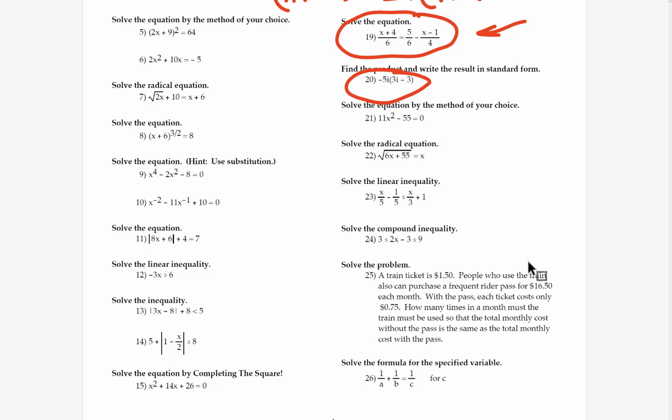Okay, a common mistake with this is leaving I squared in the answer. Be sure if I squared is in the answer, you change it to a -1 and then you simplify.